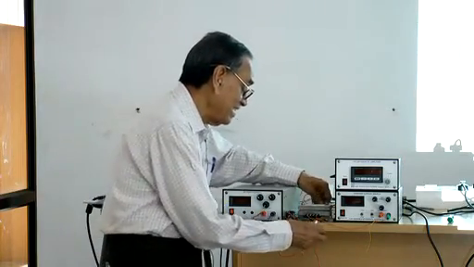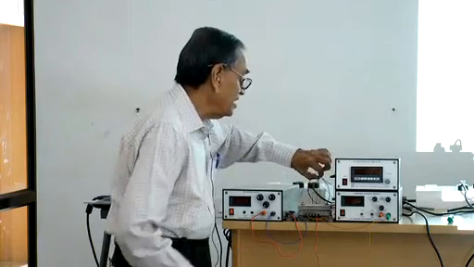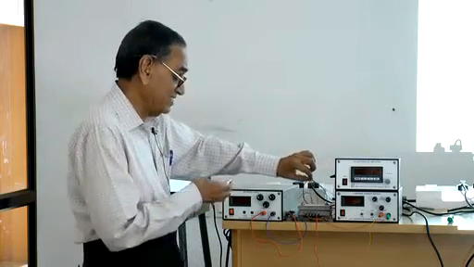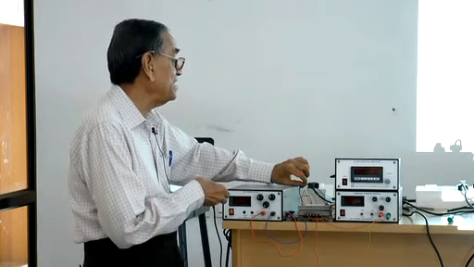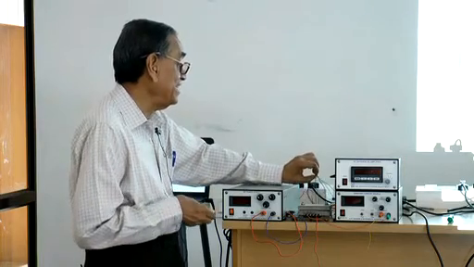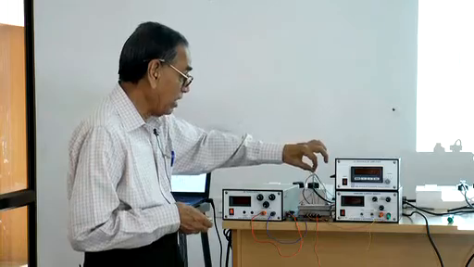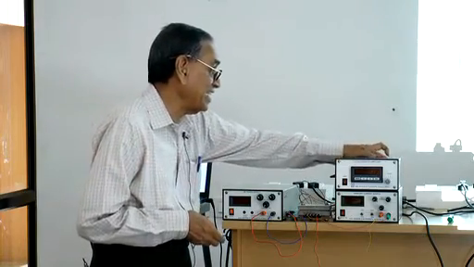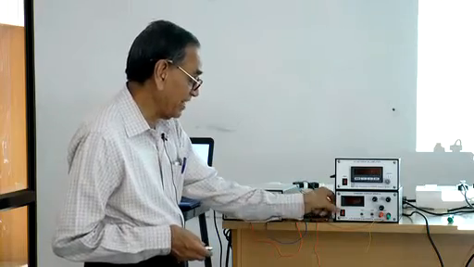There is a chromel-alumel junction which is in contact with the sample. The leads of the chromel-alumel junction come out, and they are connected to channel 1 of the microvoltmeter.